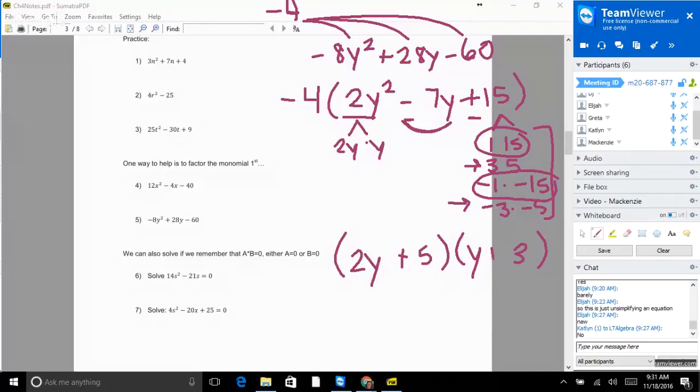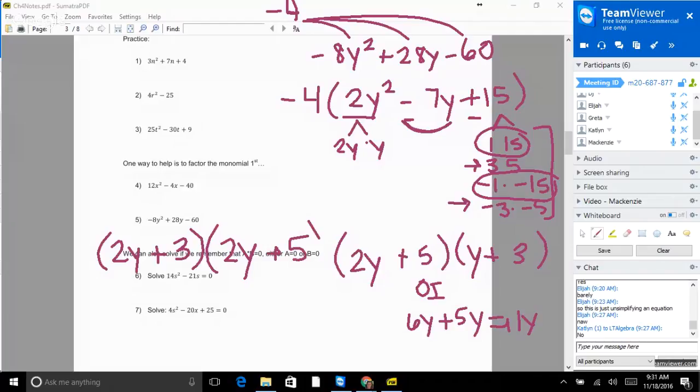Let's do positive and positive. So if I check that, I get an outside term of 6y and an inside term of 5y. So that's going to give me 11y. So that one fails. So no on positive, positive, right? But I also have to check, remember, I have to check my reverse order. So I can say 2y plus 5. I have to check the reverse of that. So if I do my outside inside, I'm going to get 10y plus 6y. So that doesn't work. That fails.